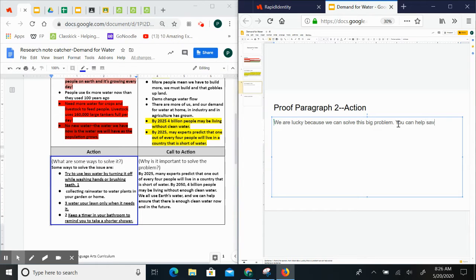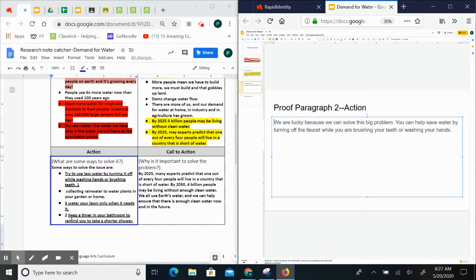You can help save water by turning off the faucet while you are brushing your teeth or washing your hands. So we don't need to leave the water running while we're putting the soap on our hands, right? Turn off the faucet while you're brushing your teeth or washing your hands. So that was my first one. I didn't use the same words. I changed it around. Now I'm going to go down to number 2.